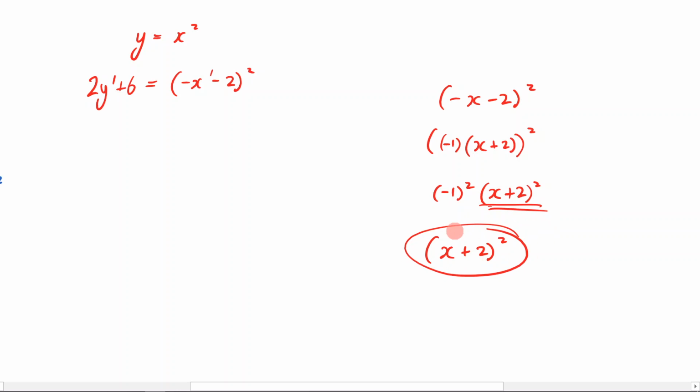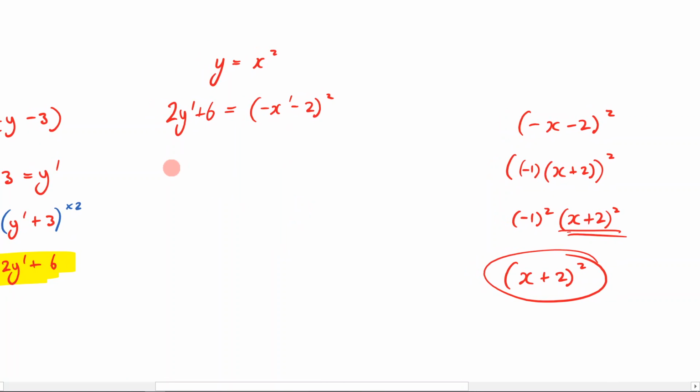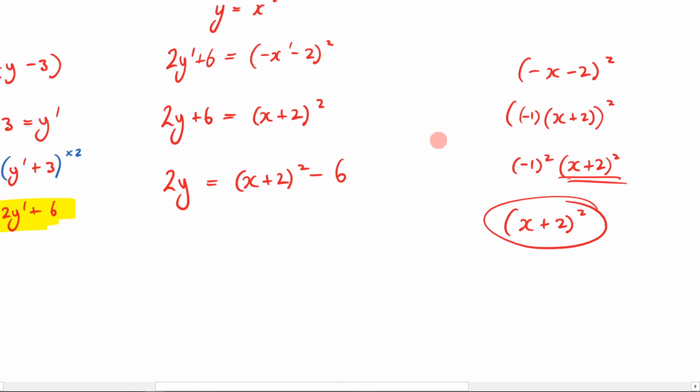So that means I can come over here, and I can just say this is 2y plus 6 is equal to x plus 2 squared. And now it's just a matter of solving it for y. So it's going to be 2y is equal to x plus 2 squared minus 6. And we keep on going.